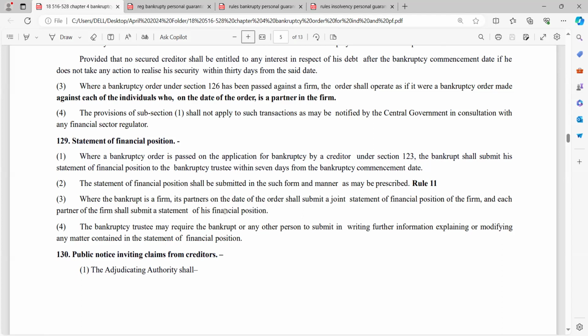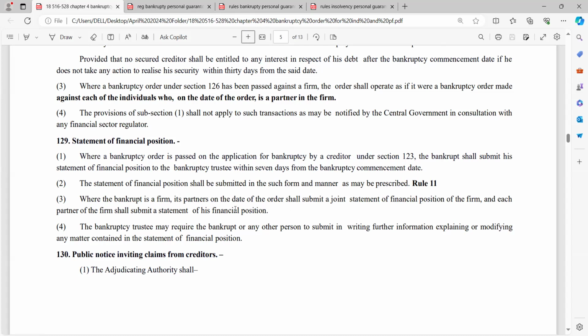Where the bankrupt is a firm, its partners, as on the date of the order, shall submit a joint statement of financial position of the firm, and each partner of the firm shall submit a statement of his financial position. Now, whether there is similar requirement in case of an application by debtor, suppose debtor is a partnership firm, let us see.